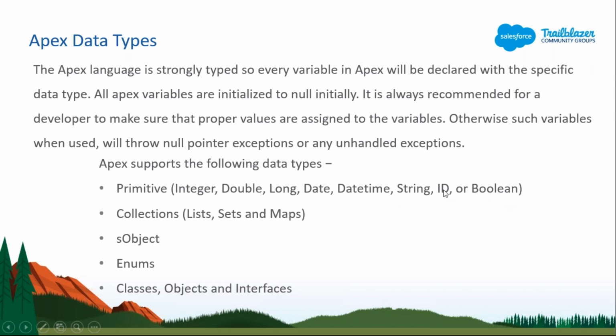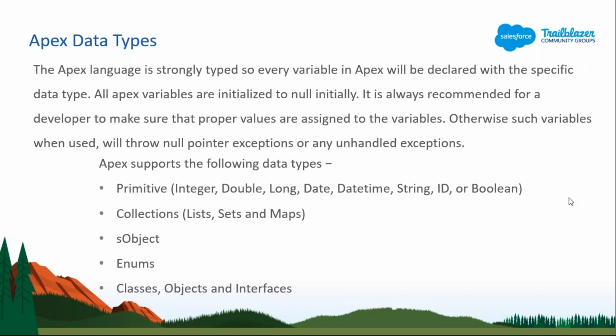We have the ID, the Salesforce ID, which is a unique ID across all the organizations available in Salesforce. It's a combination of alphanumeric characters. We have two types of ID: 15 character ID and 18 character ID. The main difference is that in the 18 character ID, the last 3 characters are case sensitive, but the 15 character ID is not case sensitive.